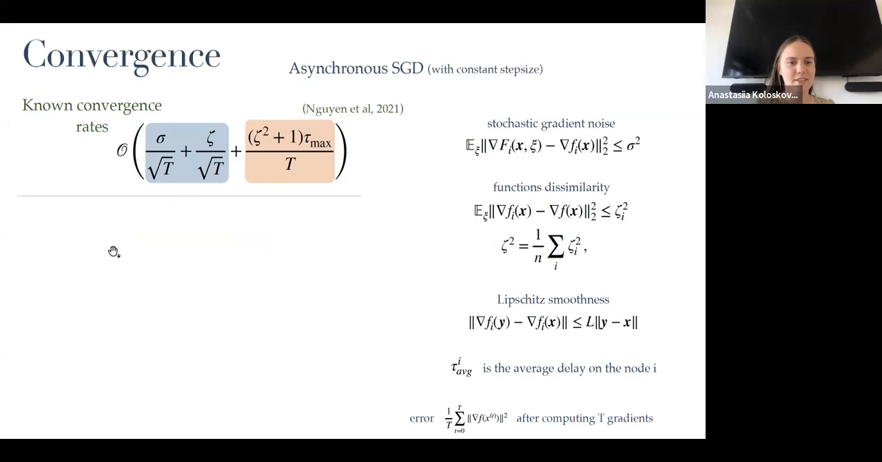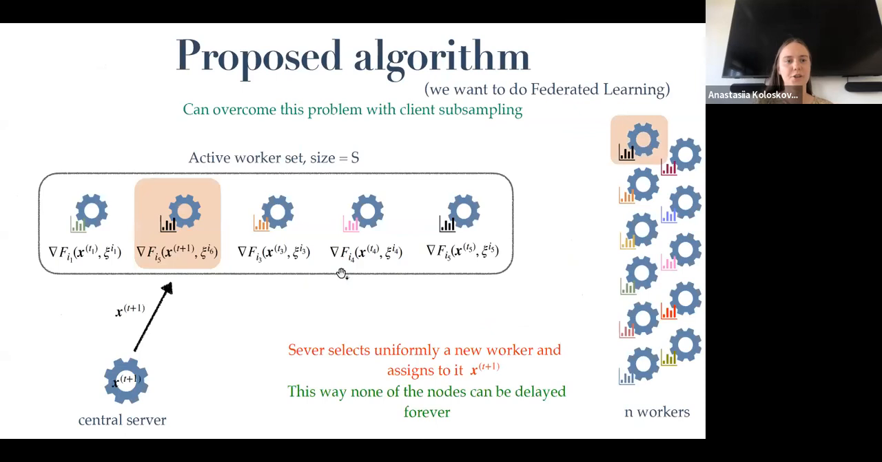Maybe I can also comment on the previous question of Arian. We did some experiments on convex functions, and you could see that asynchronous SGD converges almost similarly to synchronous SGD in terms of number of gradients. So it really needs to be checked what happens in deep learning.